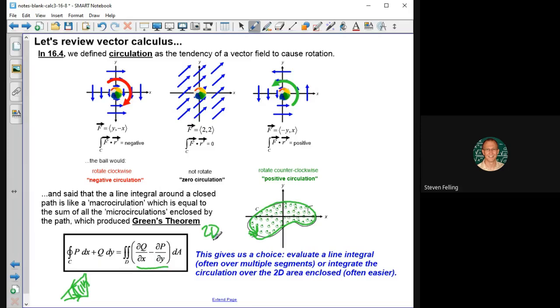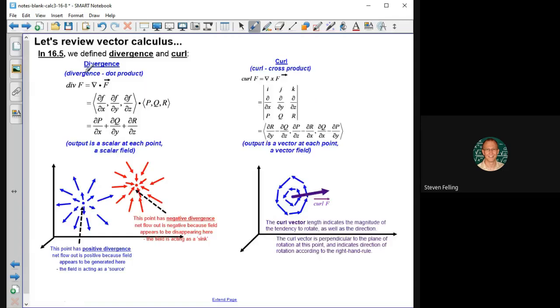What we're going to cover that's new is Stokes' theorem, which is a kind of extension of Green's theorem into 3D. Okay, but to continue with our review here, in 16.5, we defined something called divergence and curl. Divergence is del dot f, curl is del cross f, and the divergence produces a scalar at any point, which is a representation of how much the field diverges from that point.